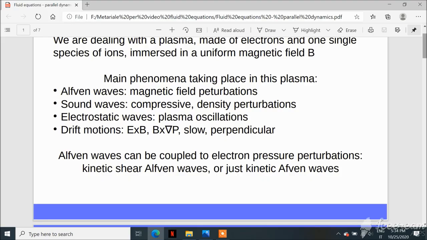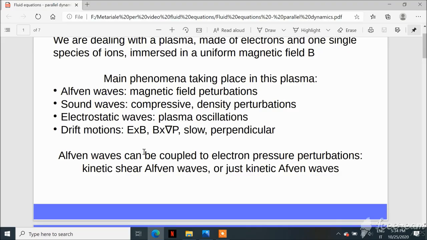And then we have drift motions, and these are typically slow motions, slow dynamics, which take place in the plane perpendicular to the equilibrium magnetic field, and they are caused by these cross products between the magnetic field and other gradients. For example, you have the electric field, which is basically the gradient of the electrostatic potential, or the pressure. This is the E-cross-B drift, which is very important, and we will see it even later. And this is the diamagnetic drift, and it is also important in some limits, in some cases.